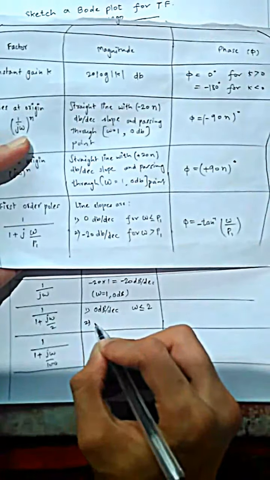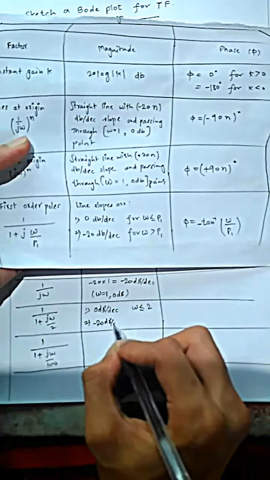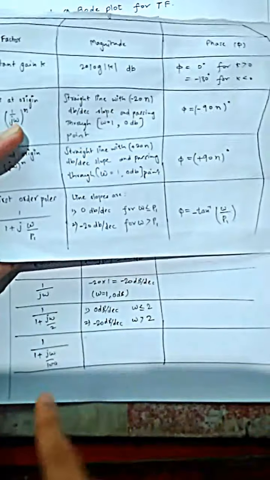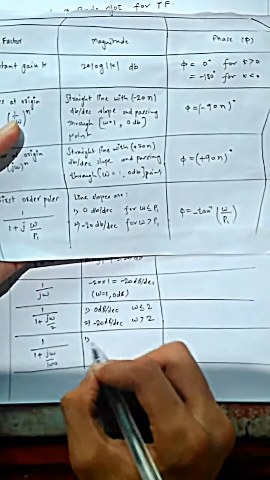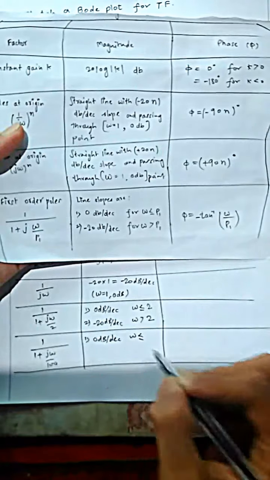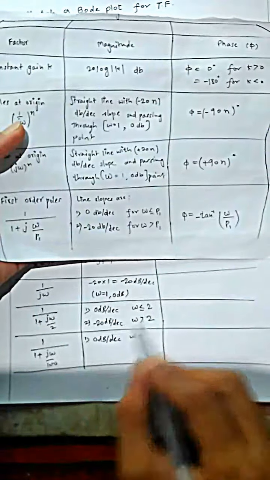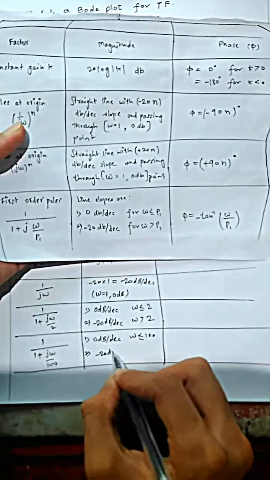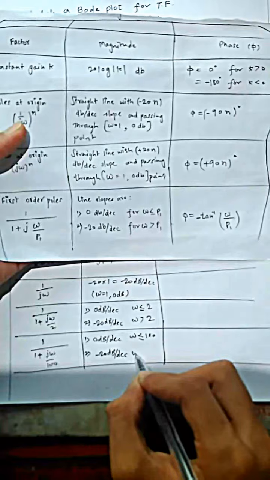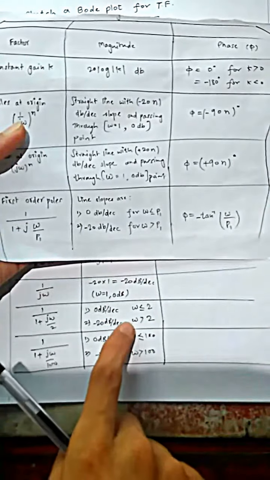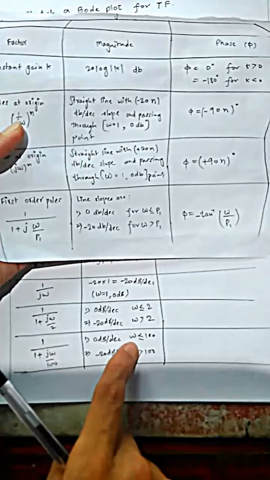Similarly, minus 20 dB per decade when omega is greater than 2. Similarly, this is also the same type. So write the same, minus 20 dB per decade when omega is less than or equal to 100, and when omega is greater than 100. We'll come to know later on whether omega is less than or equal to 2 or greater than 2, similarly less than or equal to 100 or greater than 100. We'll come to know later on.